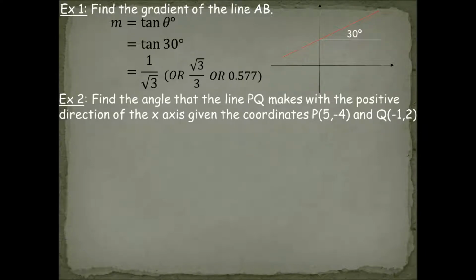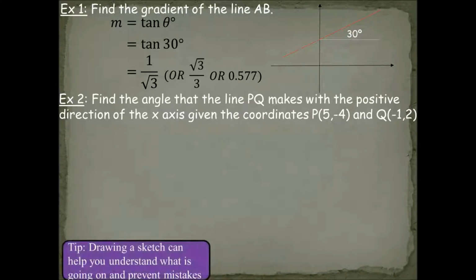Example 2, this one's slightly more different, and this one's going to challenge you. They actually want you to find the angle instead of the gradient. So find the angle the line PQ makes with the positive direction of the x-axis given the coordinates P equals (5, -4) and Q (-1, 2).